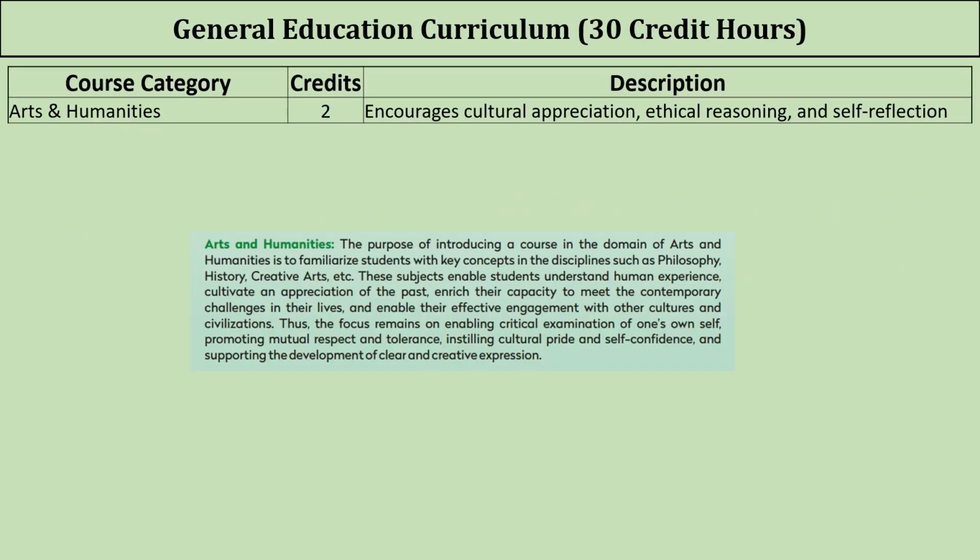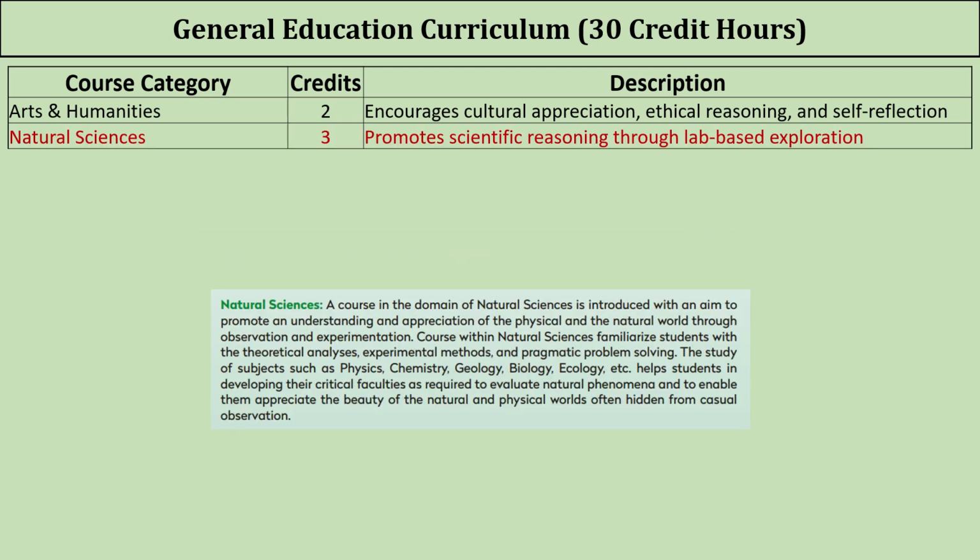General education curriculum, 30 credit hours. First, arts and humanities, 2 credit hours, help students explore philosophy, literature and cultural studies, improving critical thinking and ethical sensitivity. Natural sciences, 3 credit hours including labs, provides a foundational undergraduate understanding of scientific method and inquiry, developing logical and evidence-based thinking.